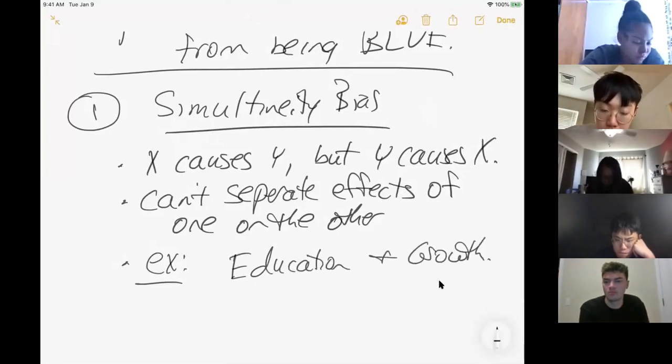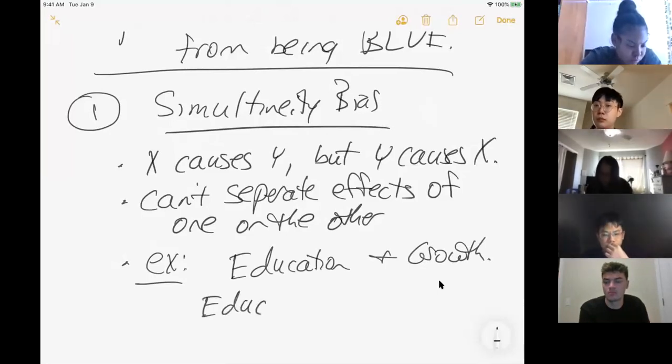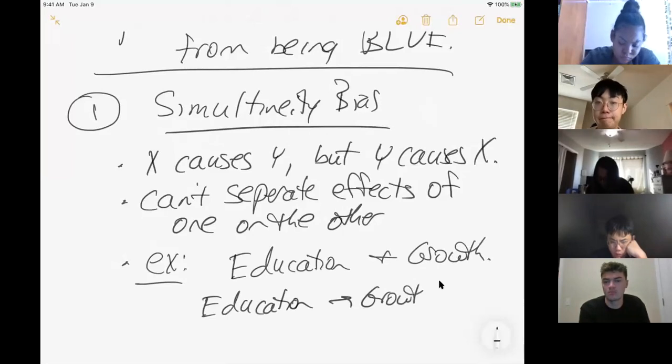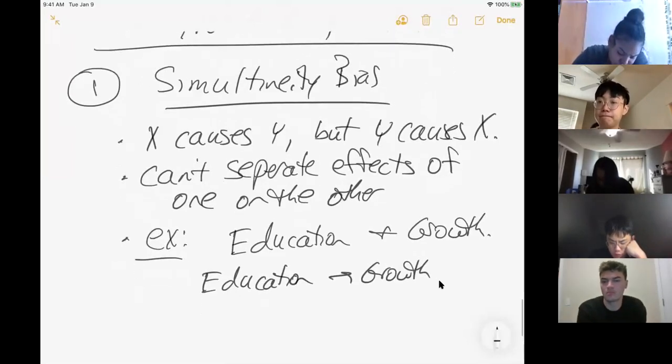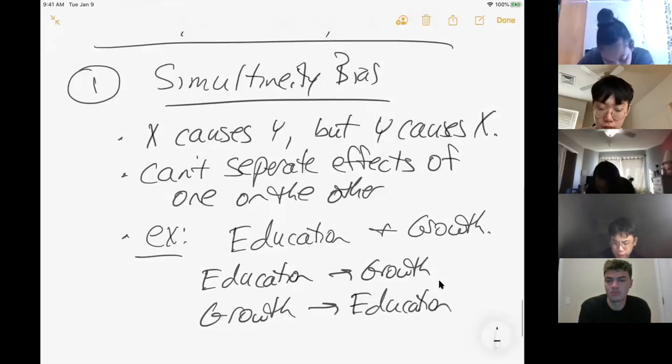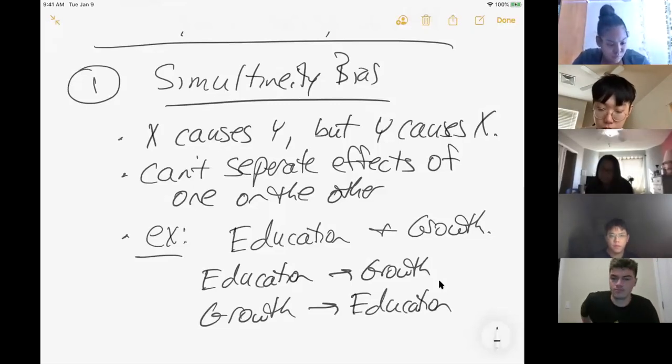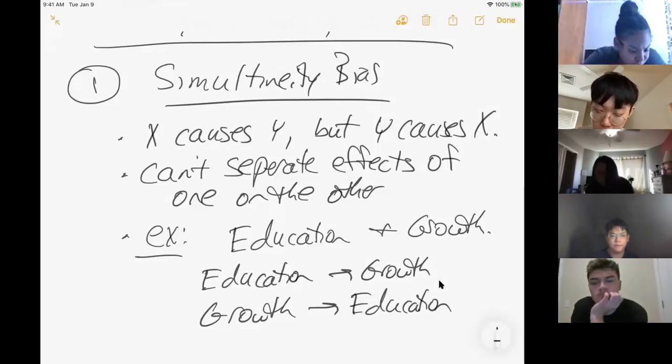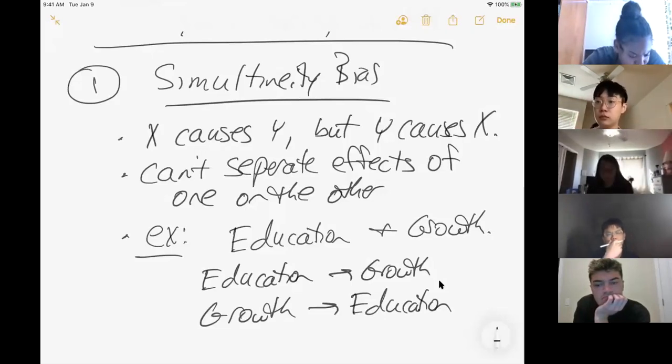Yesterday, we talked about education and whether more education leads to more growth. Does more education lead to growth? Maybe, but here's the problem. Does more growth lead to more education? That could also be true. More growth could lead to higher standards of living. What are people going to do with that money? They might spend some of it on education. So this is the classic example of education causes growth, but growth causes education. If you just try to do a simple model where you have education as the explanatory variable and growth as the dependent variable, you are going to have simultaneity bias and you cannot trust the results.